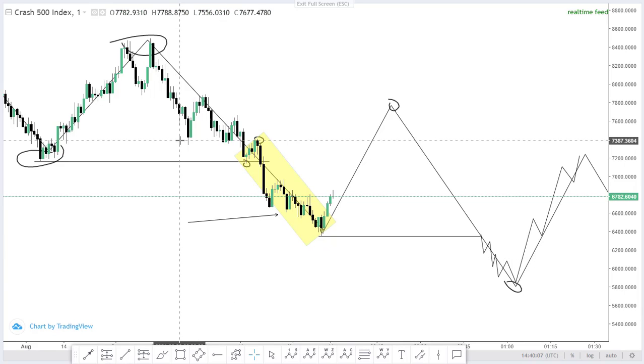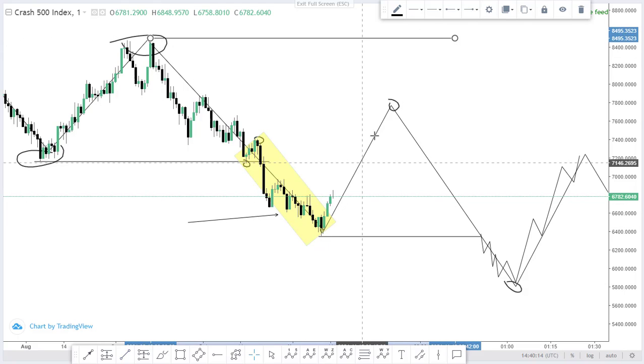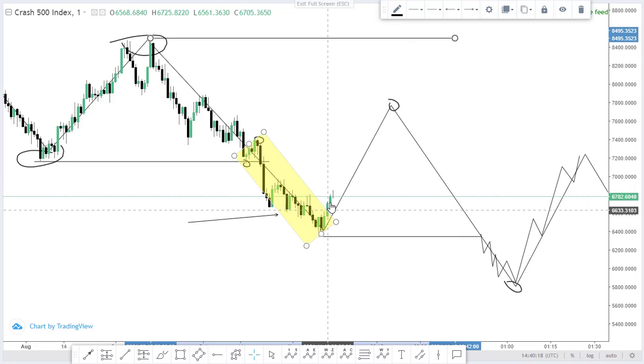Our current range is right here. So we need to see price pushing back to this zone before we create a new lower. So this is the purpose of this move.